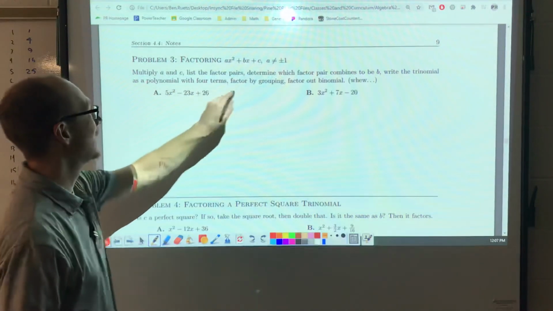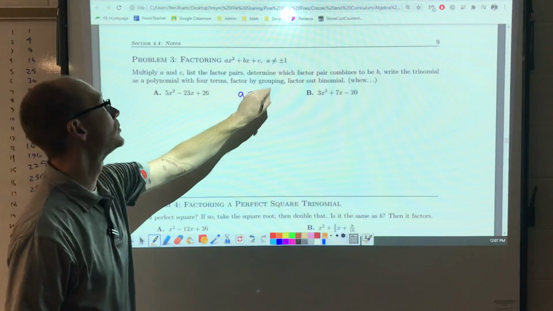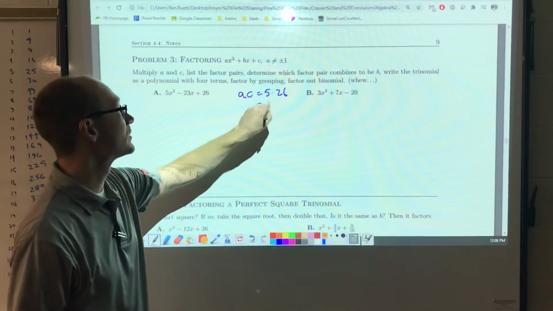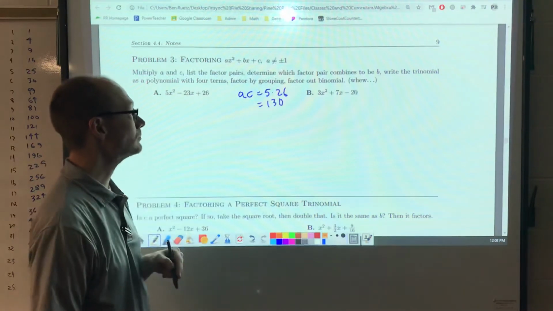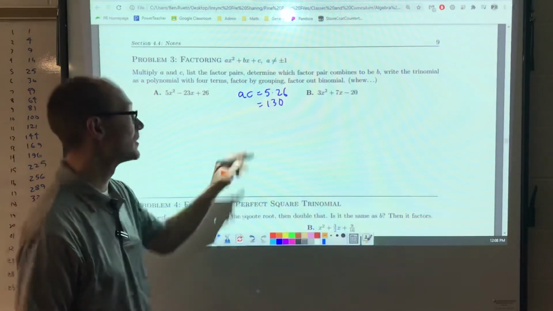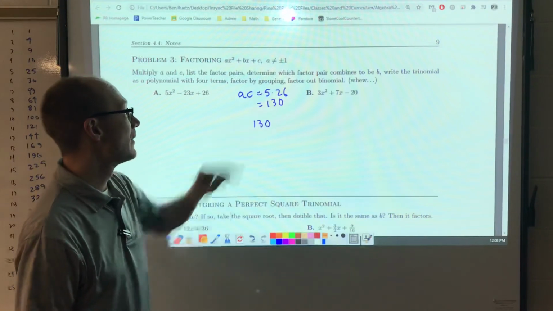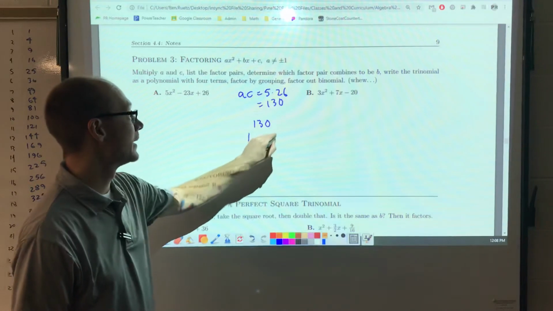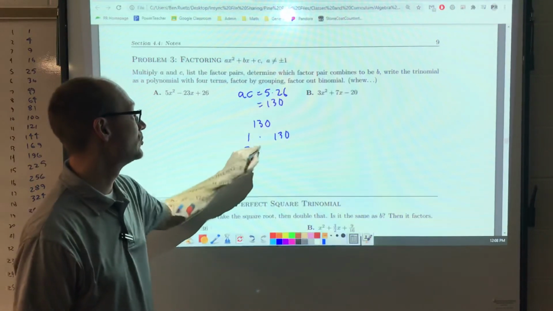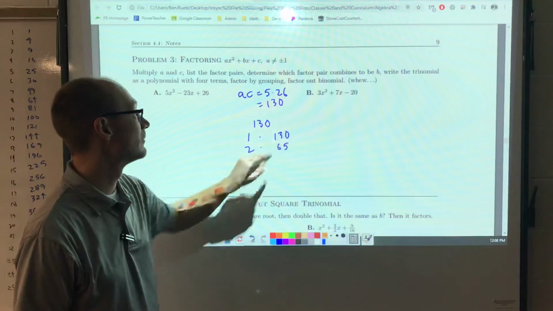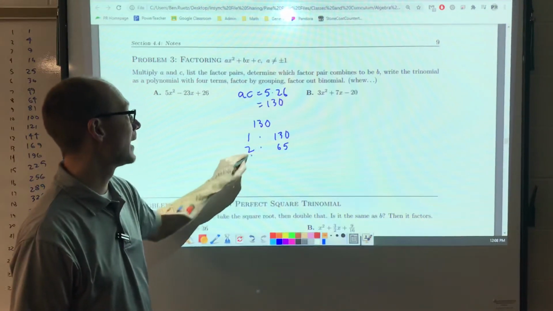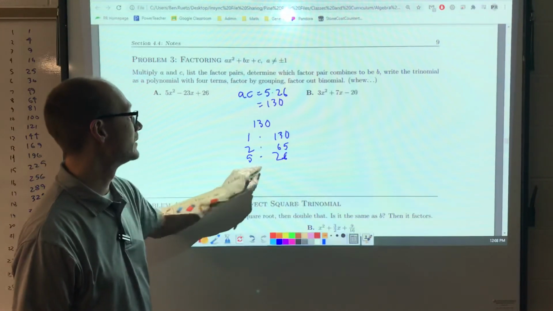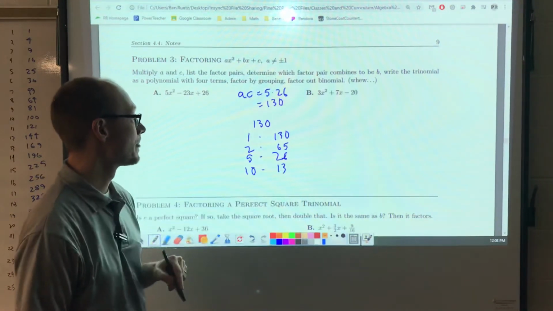This A times C equals 5 times 26. 5 times 26 is 130. Now what I'm going to do is list all the factor pairs of 130, the pairs of numbers that multiply to be 130. Like 1 times 130, 2 times 65, 5 times 26, 10 times 13. And those are all the pairs.